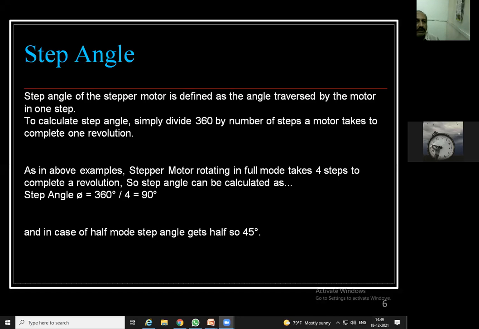So what is the step angle and how is it calculated? That is noted in this particular slide. The step angle, as I have already told, is the angle through which the motor rotates in one step. Meaning, by how many degrees the gear or motor has rotated, that is the step angle. To calculate the step angle, simply divide 360 by the number of steps. That depends on the position of the coil.